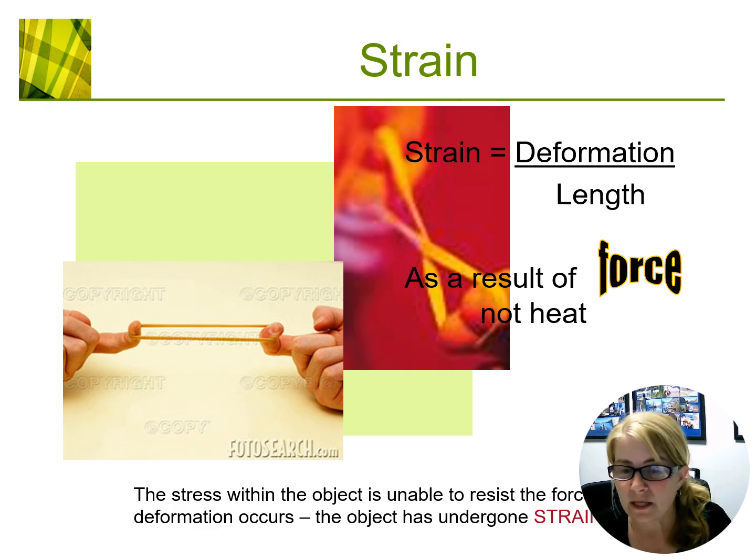The stress within the object is unable to resist the force, deformation occurs, and the object has undergone strain. And as long as it can go back and it can still do what it was supposed to do, you can still use it, but there comes a point when it's no longer usable, like that ponytail that I told you about. So strain is equal to deformation per unit length as a result of force. It has nothing to do with heat.